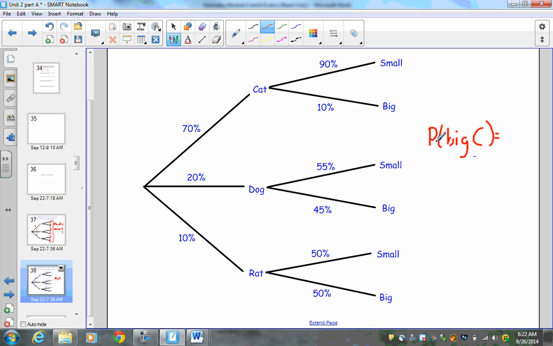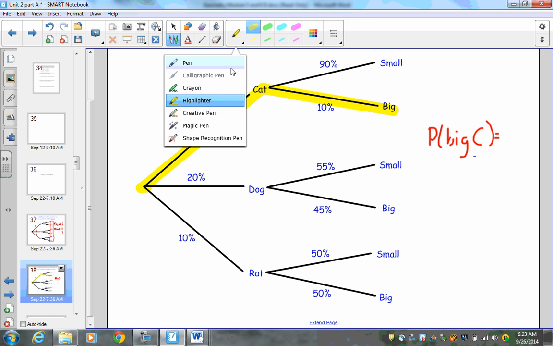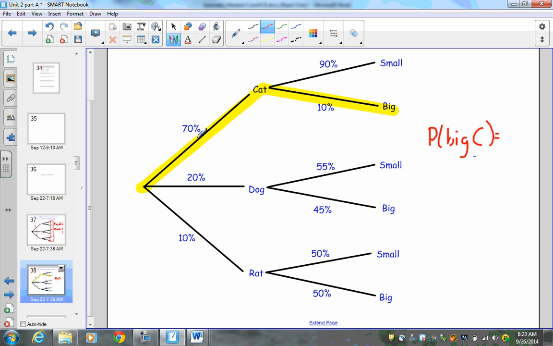Now what you're going to be doing is using the tree almost like a map. You're starting here. You want a big cat. So we're going to go to the cat option and then we're going to go to the big option. So big cat. Notice the percentages that we used, 70% as well as 10%. If I had to go through two percentages, that means I'm going to multiply them. All right, so 70 times 10, off the top of my head, I believe that is 7%. I could be wrong, but I'm thinking it's 7%.